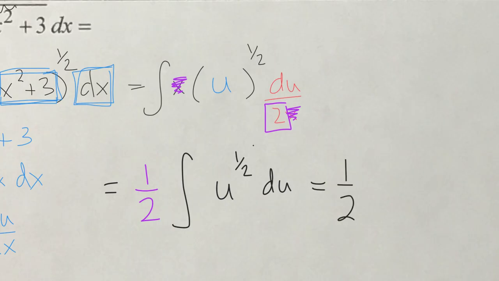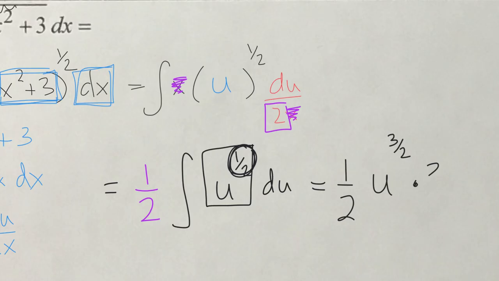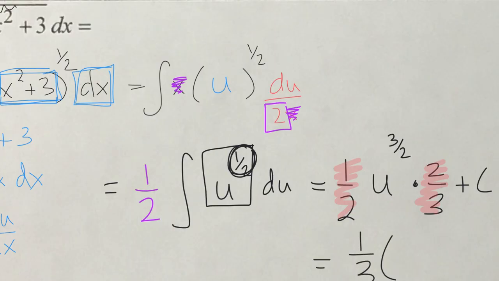So 1/2, the antiderivative of u to the 1/2, we're going to add 1 to our power. 1/2 plus 1 is 3/2. And we're going to multiply by the reciprocal of our power. So the reciprocal of 3/2 is 2/3, plus c, plus that constant of integration. Now we multiply our fractions together. 1/2 times 2/3 is 1/3. It's 2/6, but 2/6 reduces to 1/3.